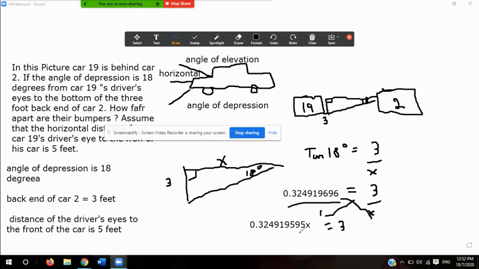And what we do is we divide each side by the tangent of 18, which is 0.3249, and we do the same thing on this side.